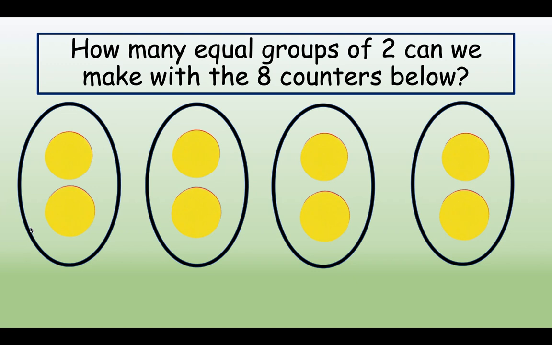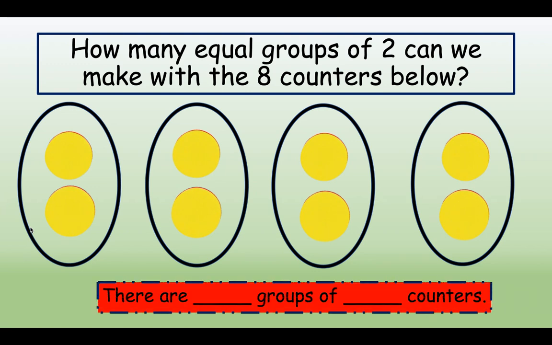So what that means is there are blank groups of blank counters. So think about that sentence. I need to fill in the blanks with the number of groups that I have and then how many are in each group. So there are 4 groups and then there are 2 in each group. So I would write 2 right there. So my sentence would be there are 4 groups of 2 counters.